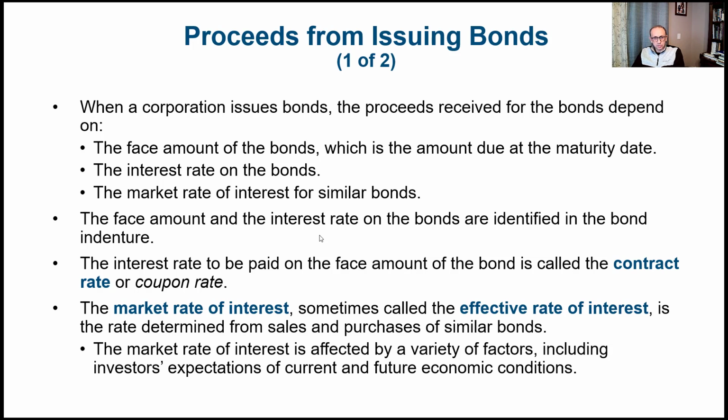The market rate of interest, sometimes called the effective rate of interest, and sometimes the yield. Either market rate, effective rate, or yield, they all have the same meaning. It's the rate determined from sales and purchases of similar bonds. Not this bond, but other similar bonds. And of course, it might be higher or lower, depending on the situation. The market rate of interest is affected by a variety of factors, including investors' expectations of current and future economic conditions. So sometimes the interest rate will go up, sometimes it goes down, depending mainly on the economic condition.